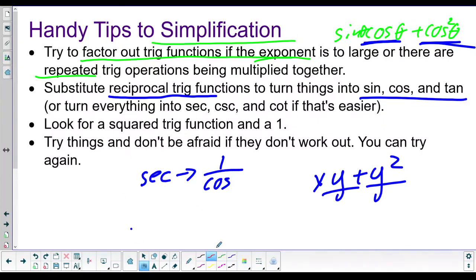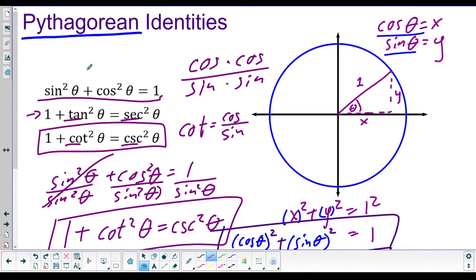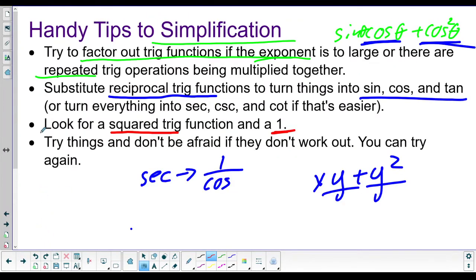Something you want to be on the lookout for is if you have a squared trig function and the number 1. It could be plus or it could be minus, but you're looking for these things because of these Pythagorean identities. Notice you have 1 squared squared, 1 squared squared. So if you're seeing ones and a squared trig identity, or a trig function rather, you can probably force one of these things to happen by moving some stuff around and then use one of these to simplify. So that's kind of why this one comes around, the Pythagorean identities.